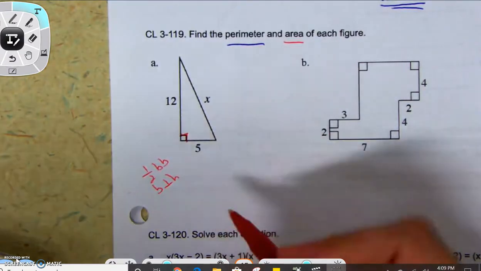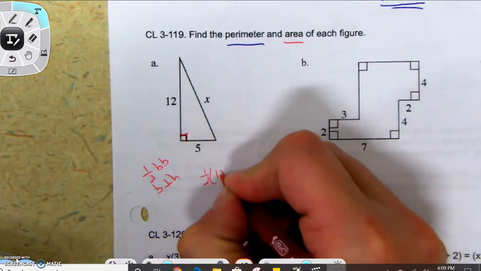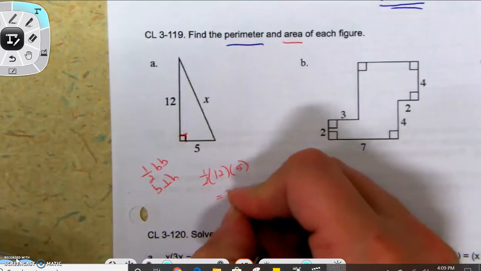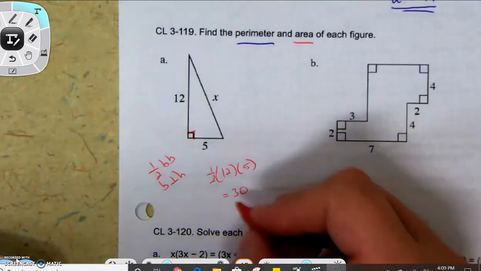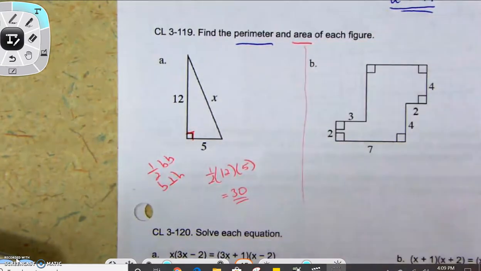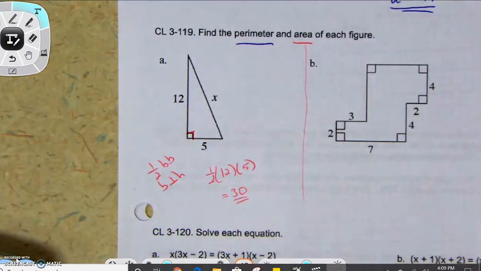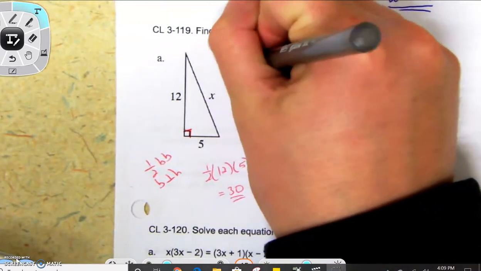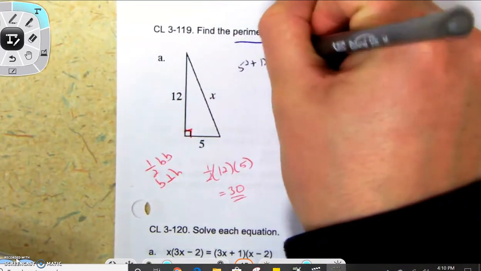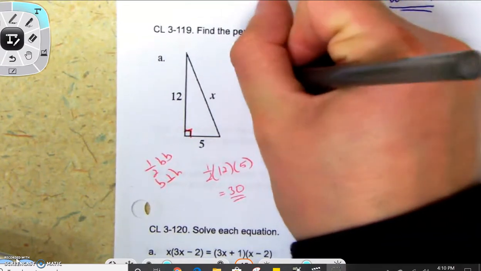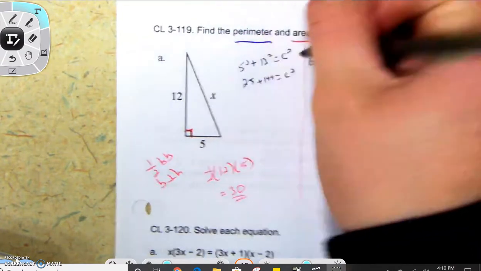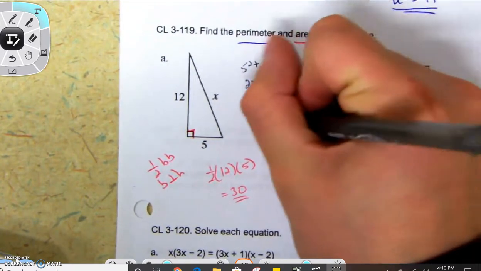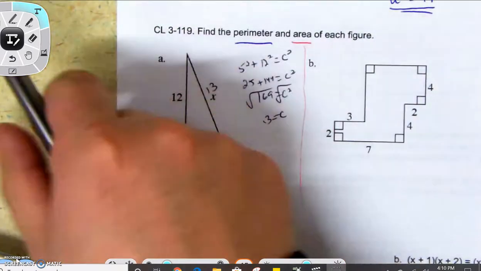So the 12 and the 5 come together. So we have 1/2 times 12 times 5. Half of 12 is 6, times 5 is 30. If we want to put units squared, we can, but we don't necessarily have units, so I can leave it as it is. So perimeter, I'm missing this side, but we know it's a right triangle, so I can go ahead and do Pythagorean theorem. We're missing our c. So 5 squared, 25, 12 squared, 144, c squared, 169, take the square root, c is equal to 13. So now I know that that's 13.